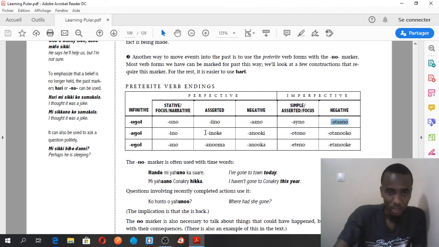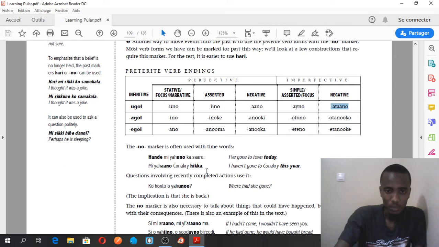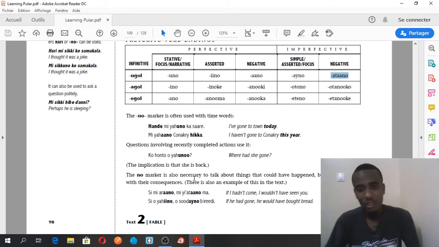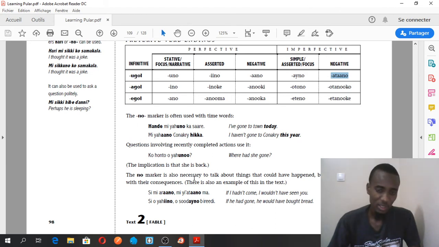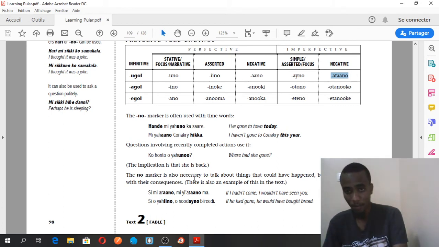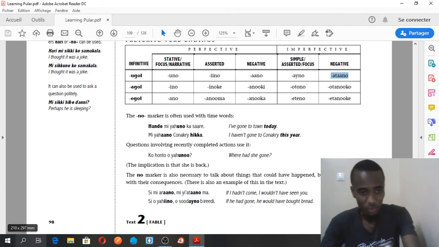Questions involving recently completed actions use it: kohonto o yahuno. The no marker is also necessary to talk about things that could have happened but didn't. Simi arano mi atano ma simi arano lau mitawa tanuma. If I didn't come early, I wouldn't have met you. Okay.